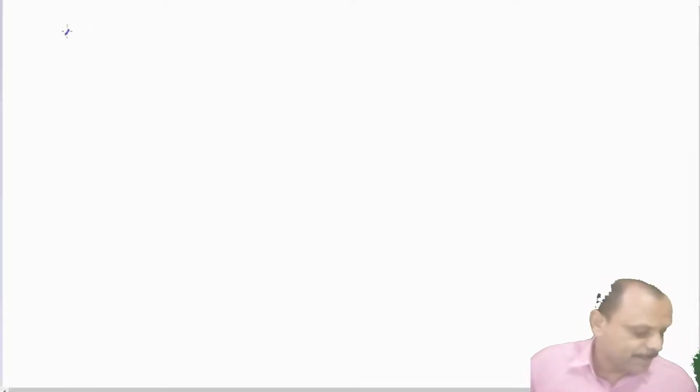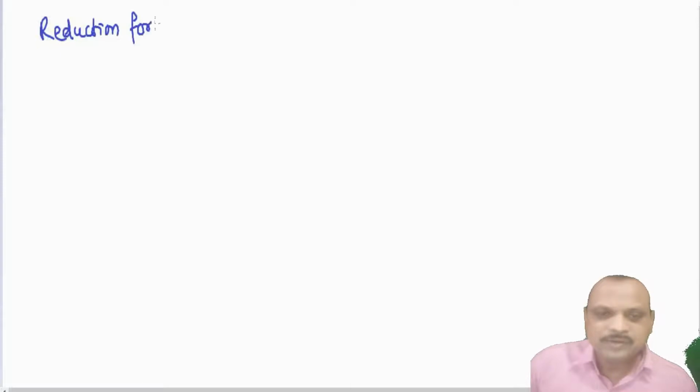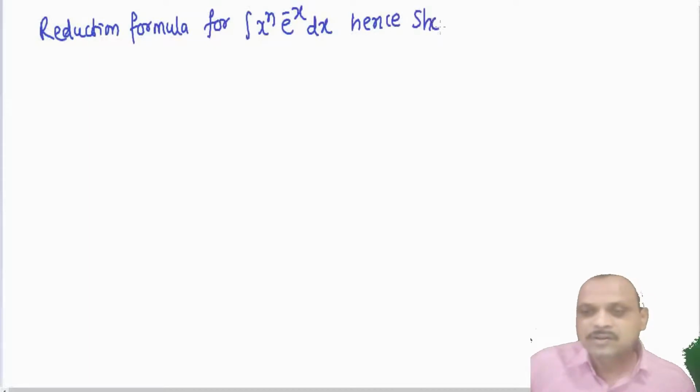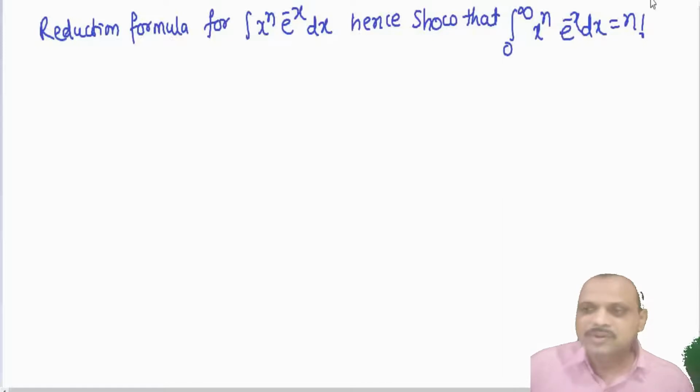Integration of... find the reduction formula for integration of x raised to n into e raised to minus x into dx, and hence show that integration 0 to infinity x raised to n into e raised to minus x into dx is equal to n factorial.